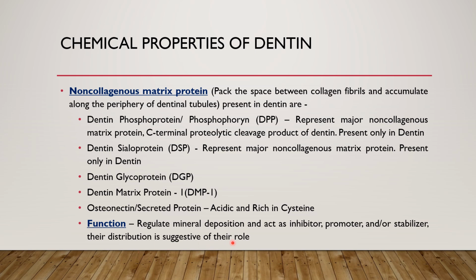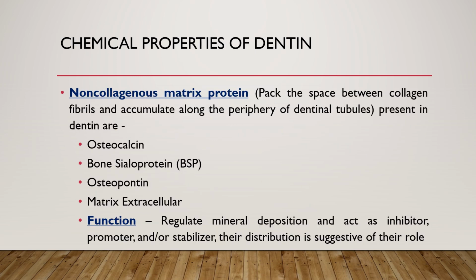distribution of dentinal tubules. Now, here there are two proteins which are present only in dentine. First one is dentine sialoprotein, which is present only in dentine and not present in enamel, and also DPP. DPP is dentine phosphoprotein. So these are also non-collagenous matrix proteins, with the same function.